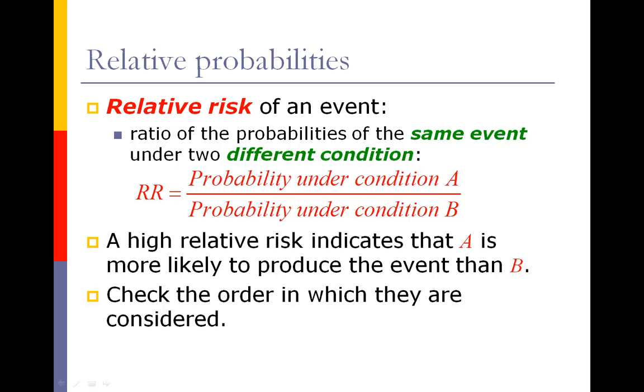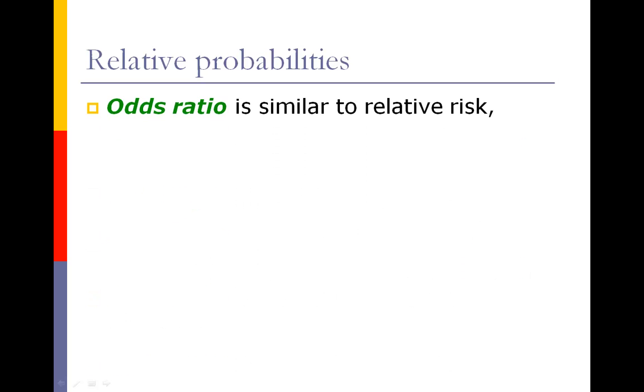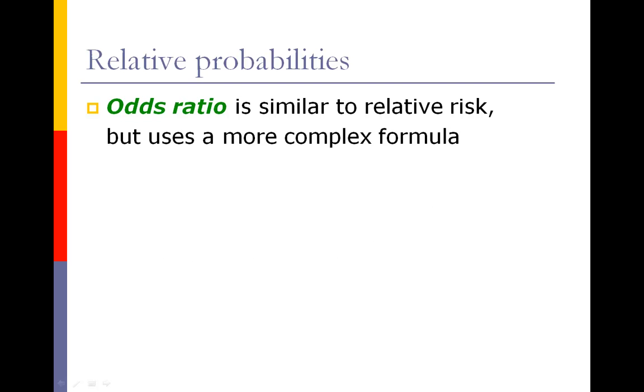Now, relative risks are again very easy to interpret. If the relative risk is 3, it just means that the probability that something will happen is 3 times as high under the top situation rather than under the bottom situation. But it's not always the one that is reported. Quite often, what people report is something called the odds ratio. They are similar to relative risk, but they use a more complicated formula.